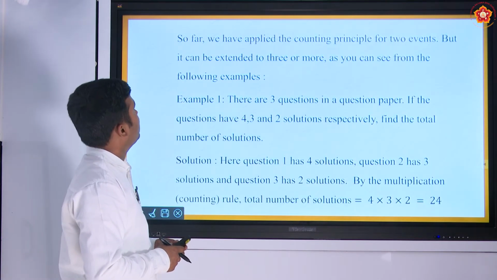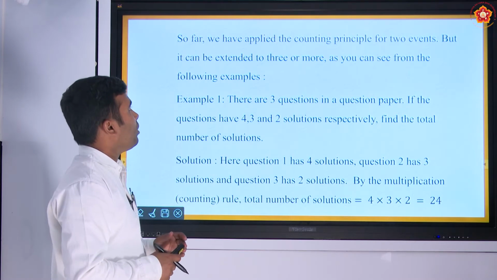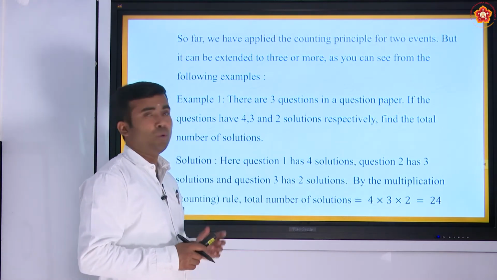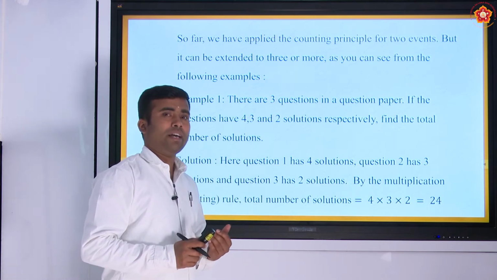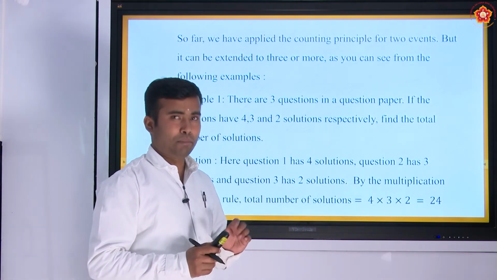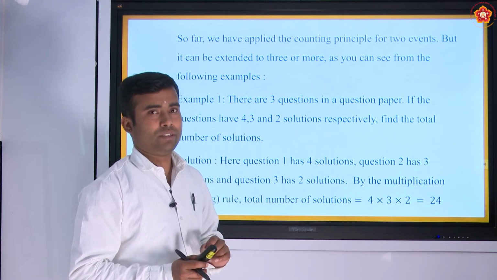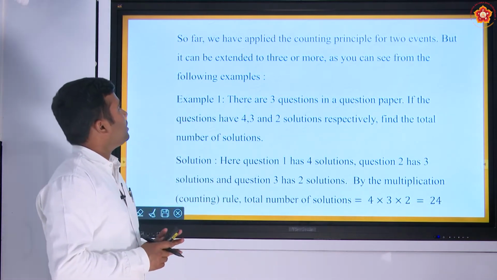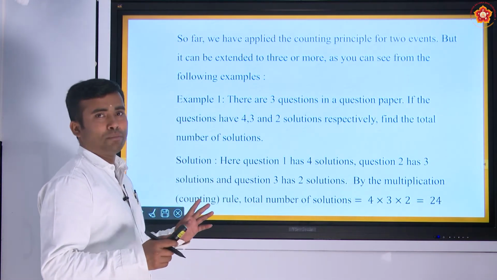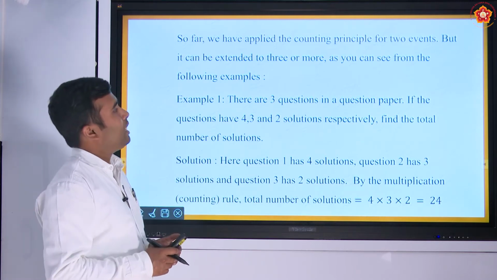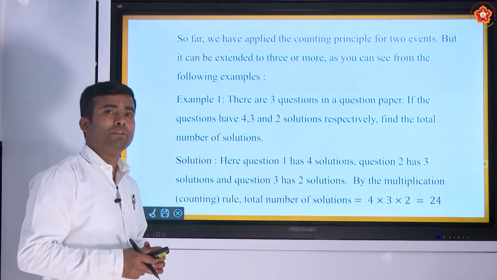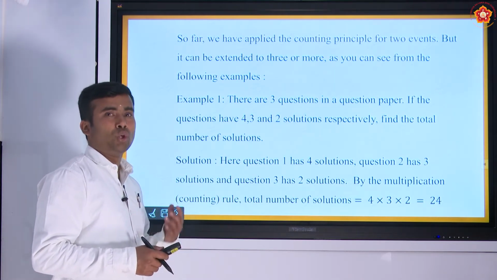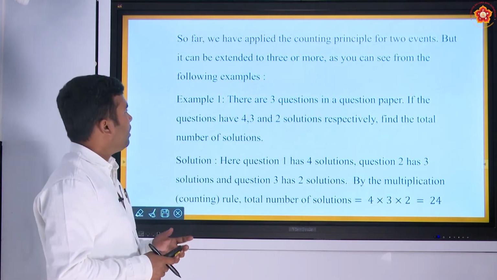Next. So far we have applied the counting principle for 2 events, as we discussed in the previous examples. But it can be extended to 3 or more events, as you can see from the following examples. Let us see one example which has more than 2 events.